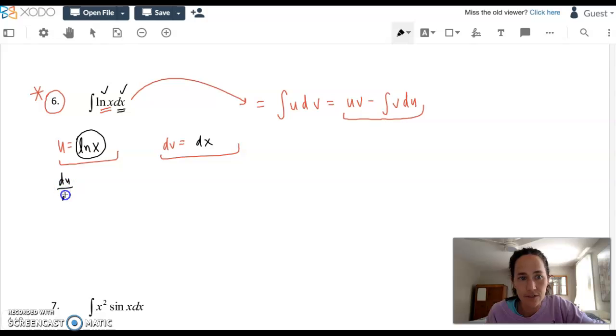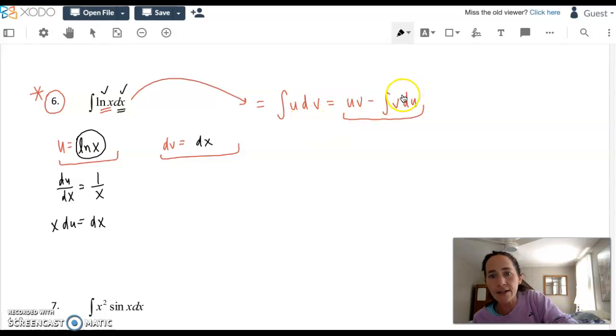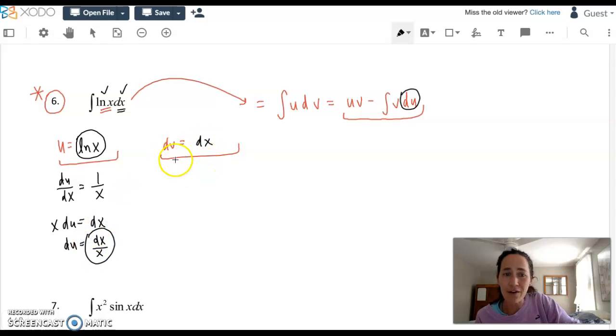Does this derivative get simpler than itself? It needs to. du/dx equals 1 over x. And we can cross multiply. x du equals dx. We've seen this before. And generally in integration by parts, I need something for this du. So I want to get du by itself here, and it equals dx over x. Keep that in mind. I don't have much here.